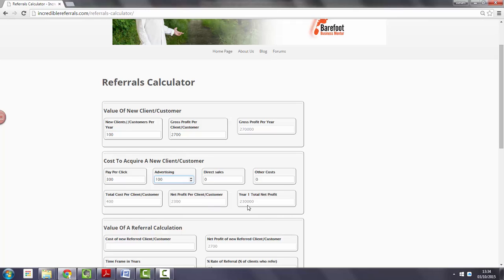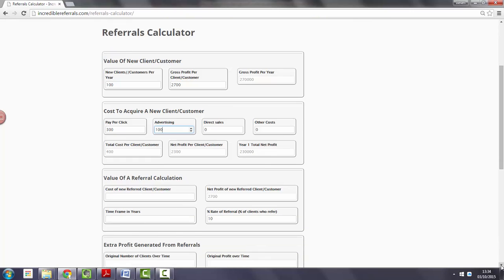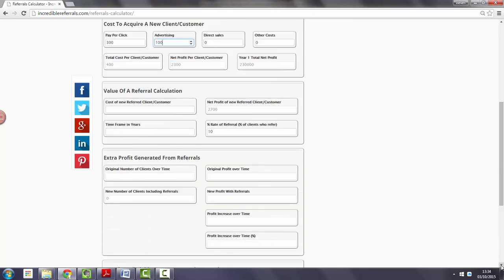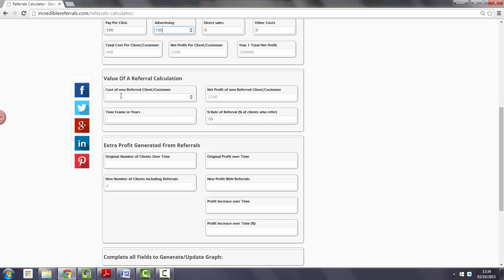So year 1 total net profit is £230,000. That's pretty straightforward, I think. So let's go down, and now what we're going to work out is, if you have a referral system in place, a referral process, how much each new client costs you.